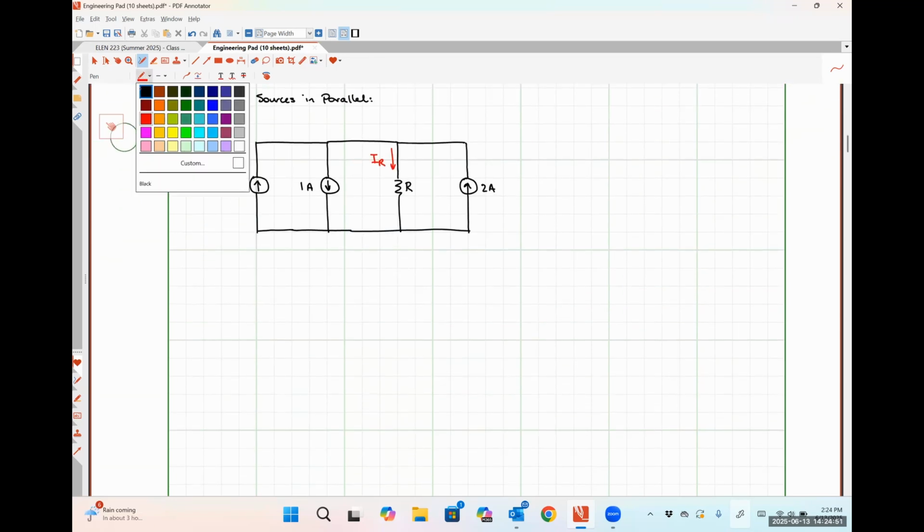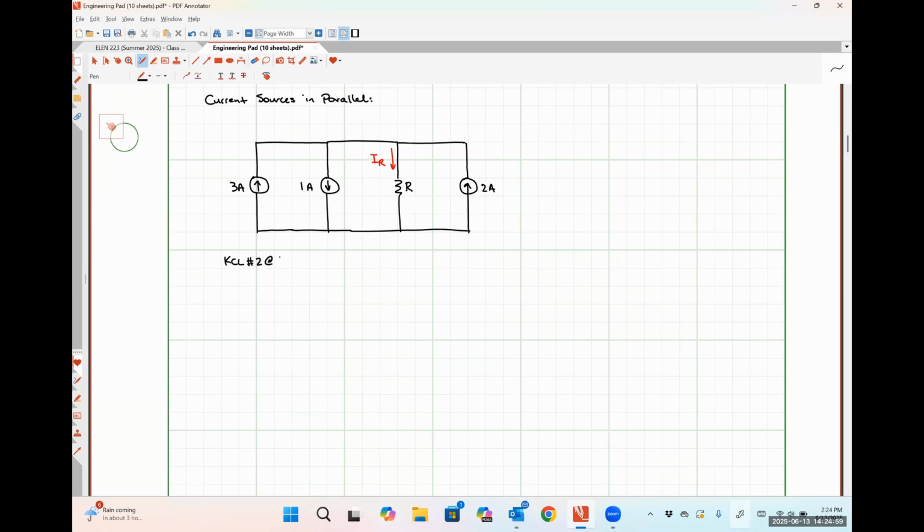So I'm going to apply KCL number 2 at the top node. Just to remind you guys, KCL number 2 is: currents entering the node get a positive sign, and currents exiting the node get a minus sign.